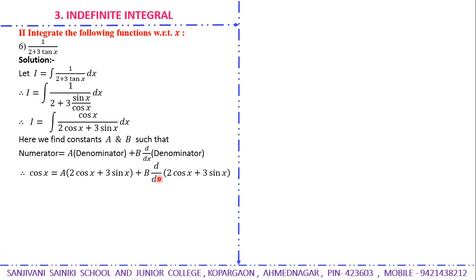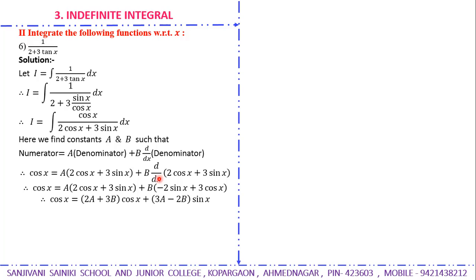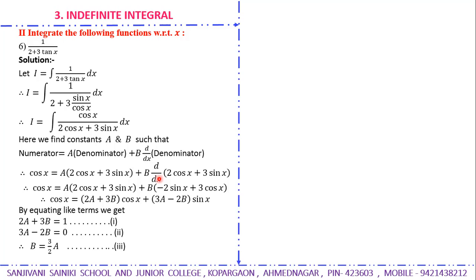So put those values, then multiply by A and B, then take the like terms, coefficient of cos x in one bracket and coefficient of sin x in another bracket, then equate the like terms of this equation. Then we get 2A plus 3B is equal to 1 and 3A minus 2B is equal to 0. From the second equation we obtain B is equal to 3 by 2 A. We will put this value in our equation number 1.